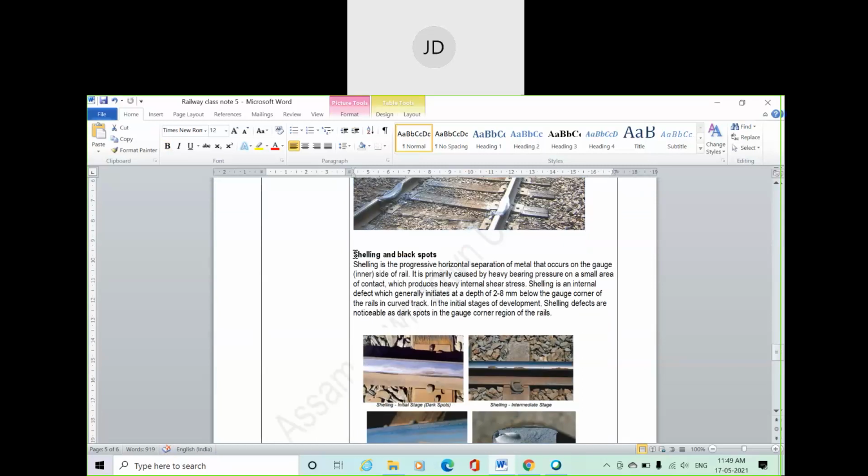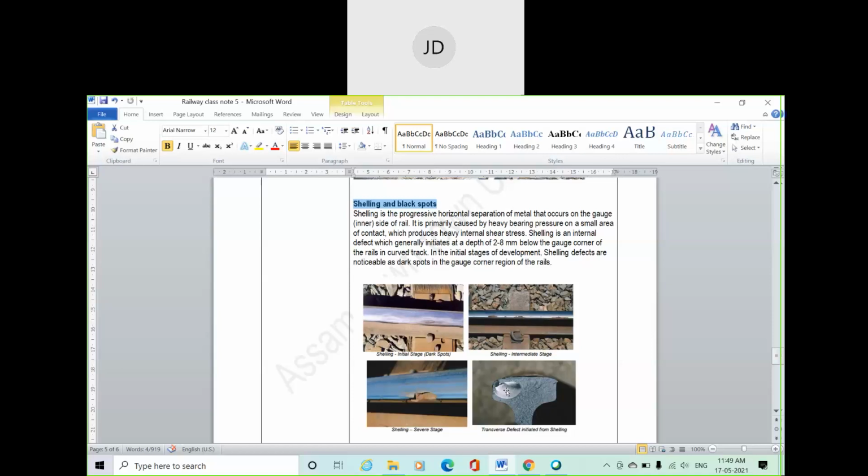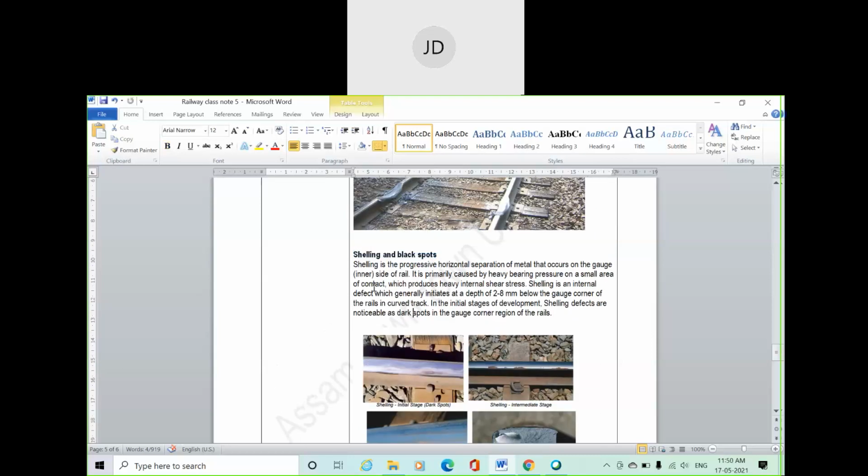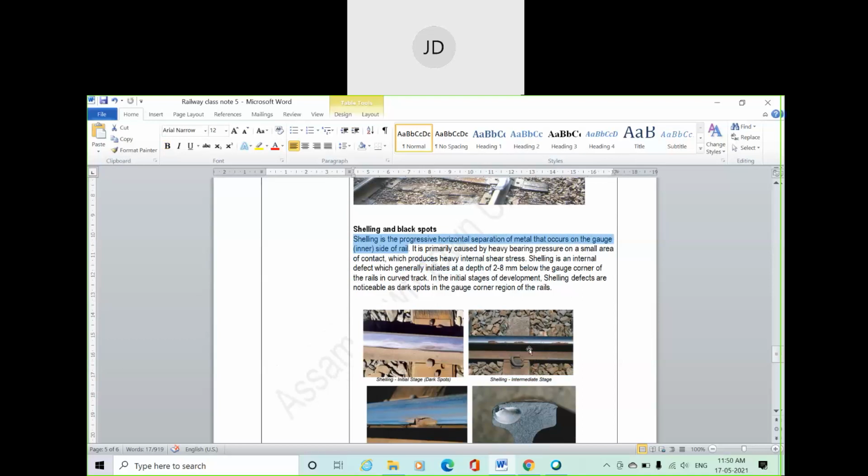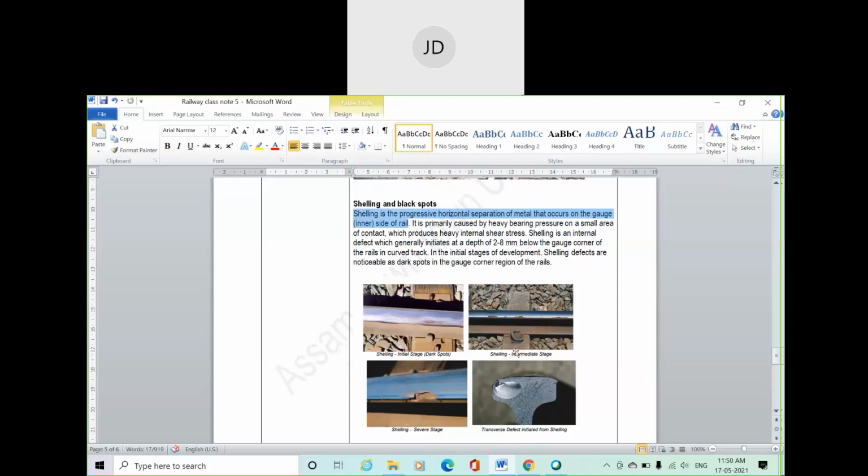Now, shelling and black spot. Here you can see some shelling, and a black spot near the end or side of the rail, the inside part of the rail. Shelling is the progressive horizontal separation of metal that occurs on the gauge or inner side of the rail. That means the inner side of the rail gets failed. Some black spots may be visible near the side. It is called shelling or black spot.